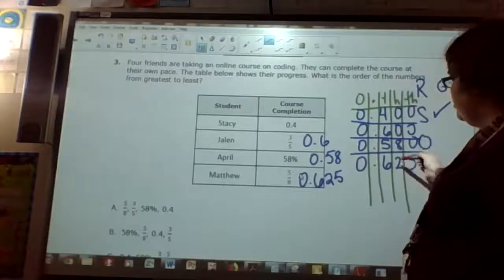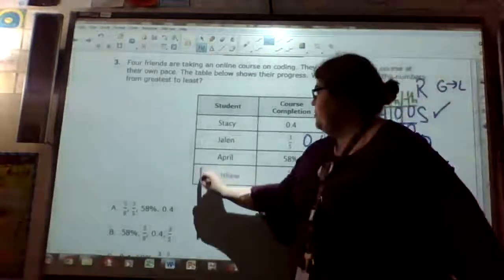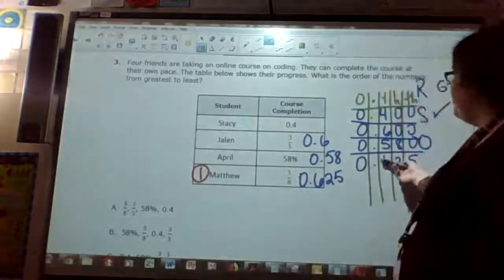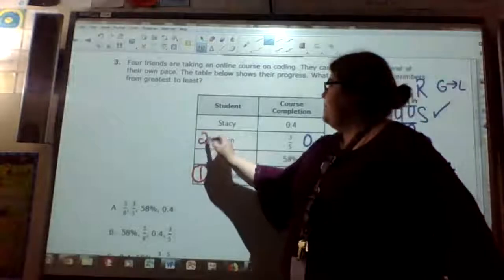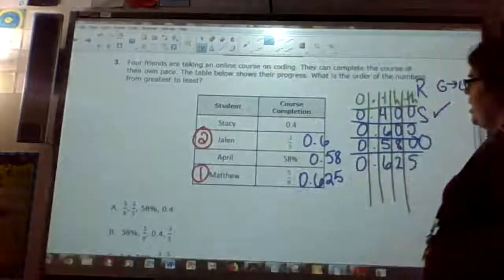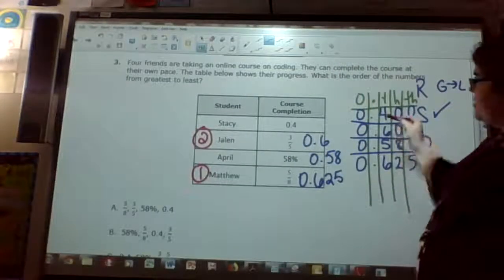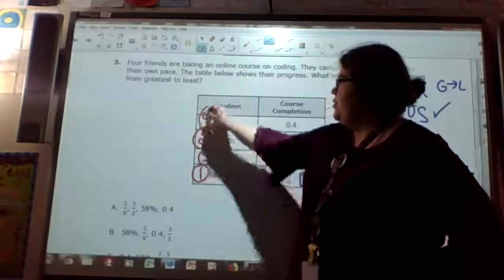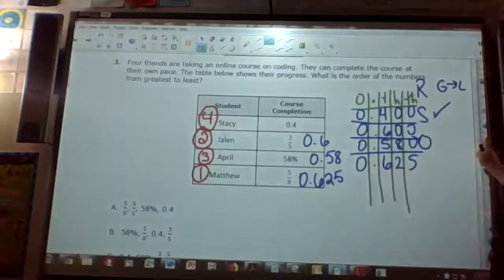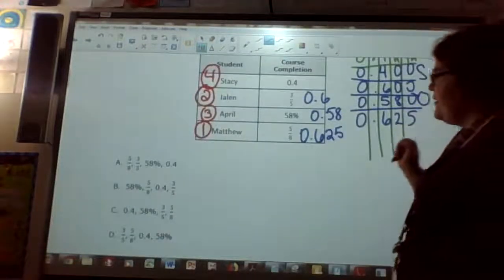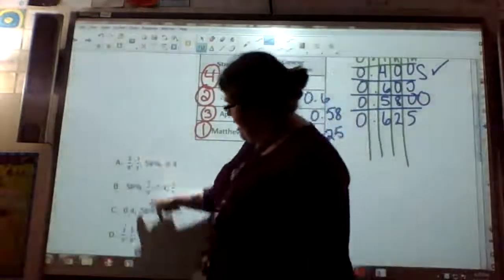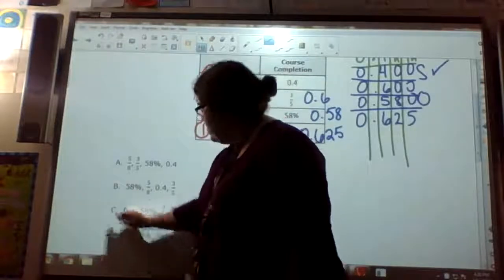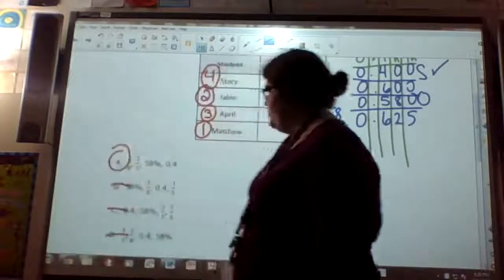0 or 2. 2 is larger. So this is my first one. And that would bring Jalen as my second. And then I look. 5 is greater than 4. And this would be my fourth. So the answer choice that states that 5/8 is first is A, and that's it. So A is the answer.